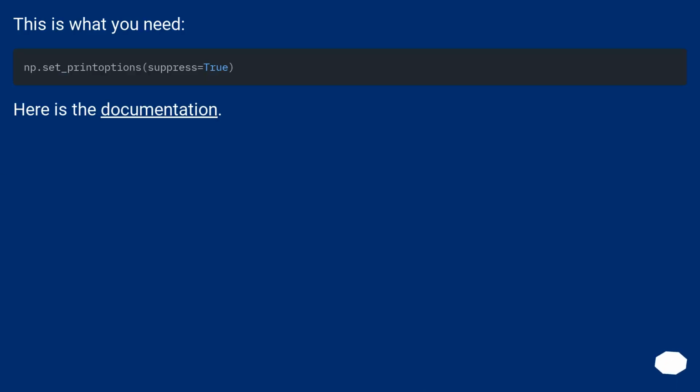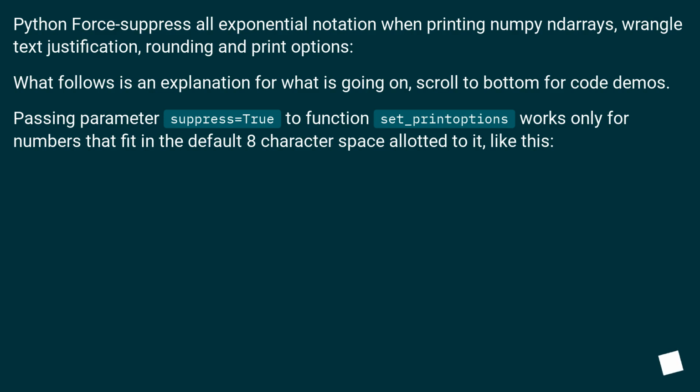This is what you need. Here is the documentation. Python force suppress all exponential notation when printing NumPy arrays, wrangle text justification, rounding and print options. What follows is an explanation for what is going on. Scroll to bottom for code demos.